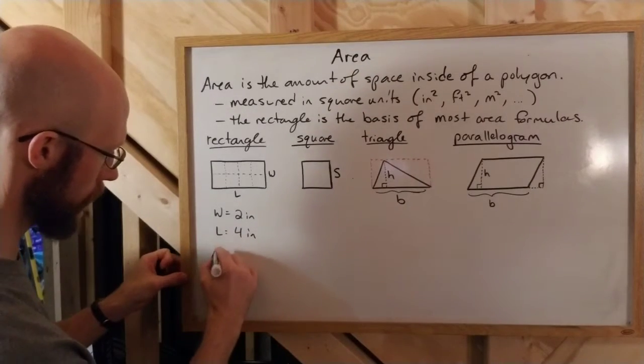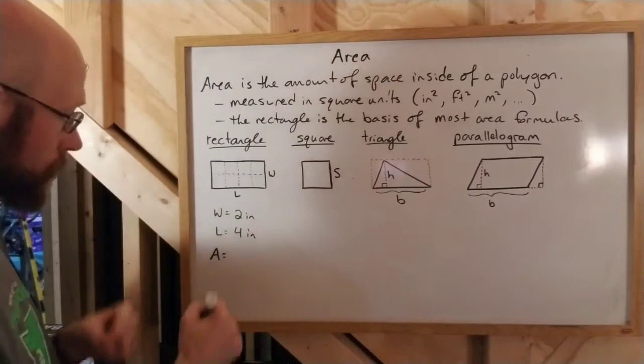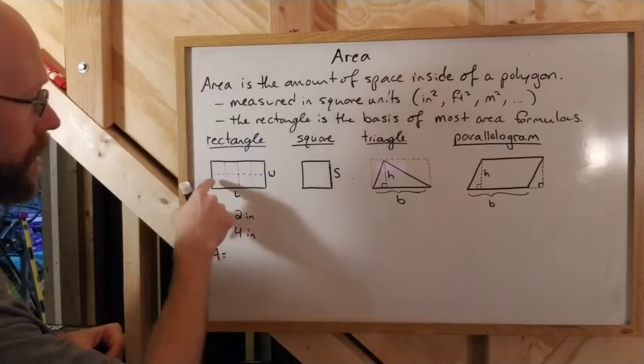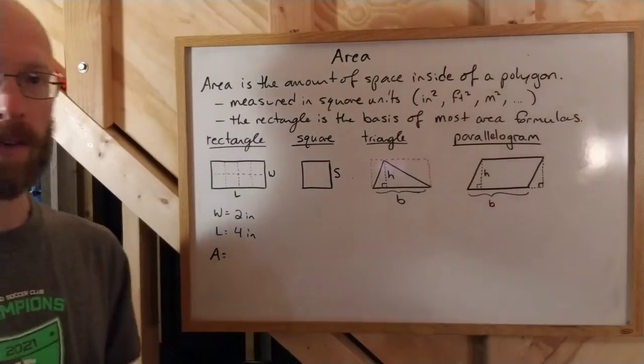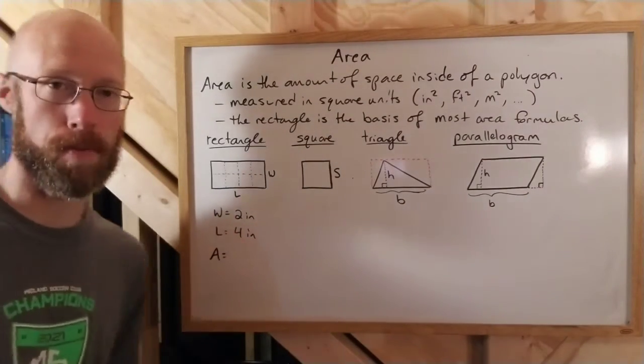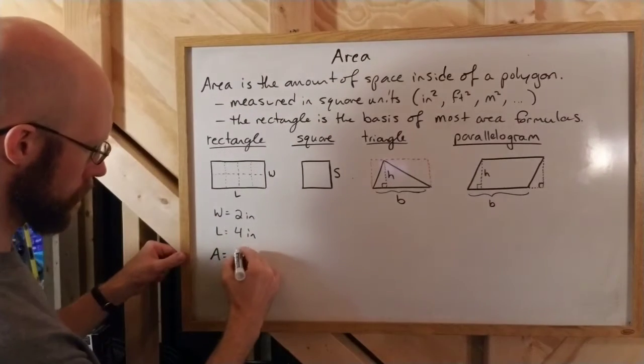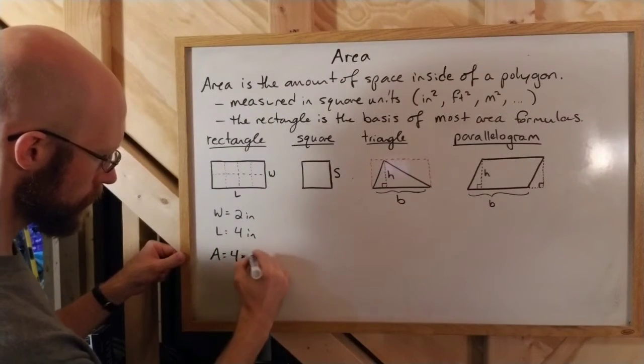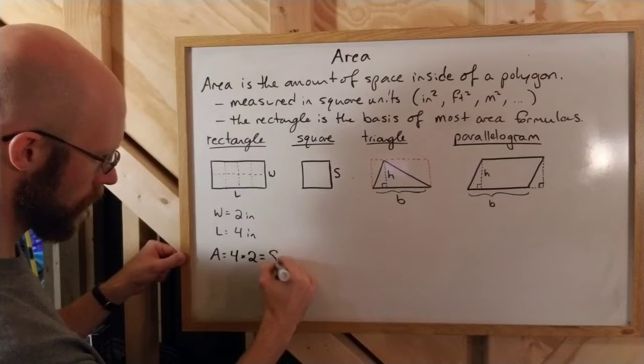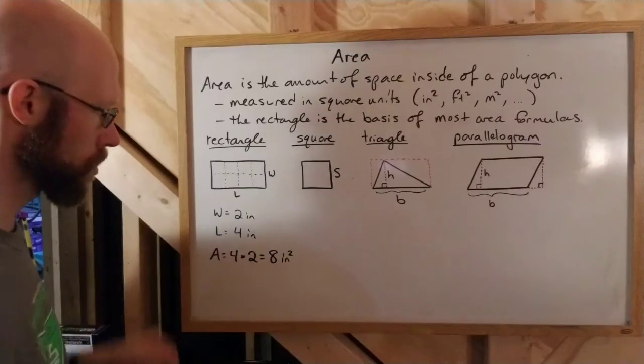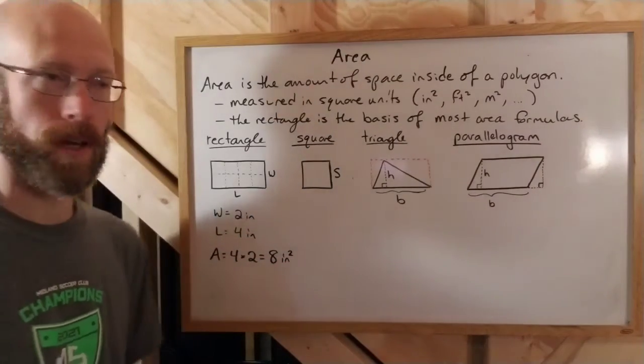So the area in this case is equal to the product of those two. If you count them up, there's 8 of them in there, right? And that's the product of the rows by the columns. And we would call those 8 square inches, okay?